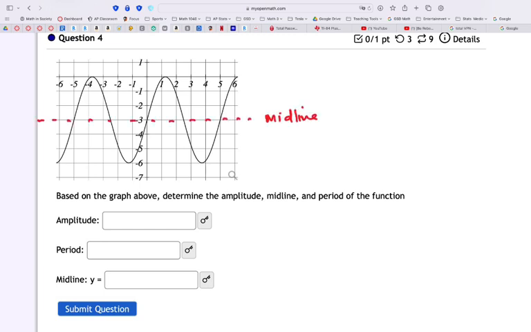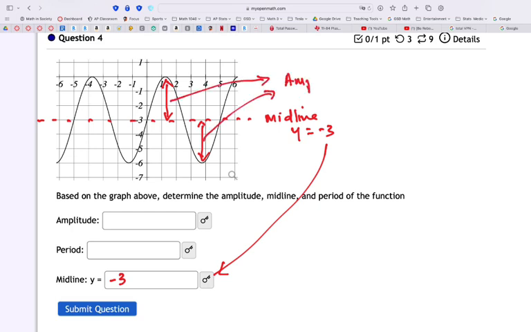So the midline is right there, because it's half the distance up and half the distance down, right? And here it's y equals -3. So we put the -3 right here at the midline. And then we look at the amplitude. Amplitude is the peak, the highest point. Here the distance from the highest point to the midline is about 3. And if you look down below, it's about 3 units down also. So the amplitude is about 3 units, and we put it right here.